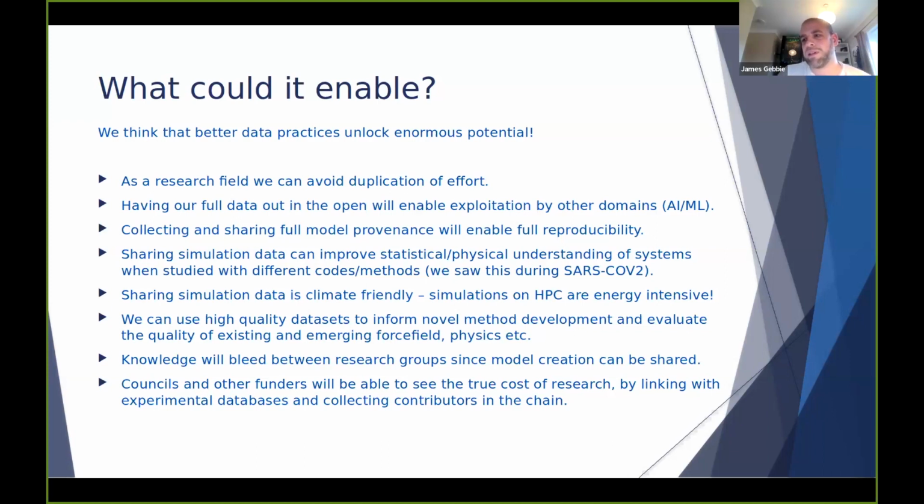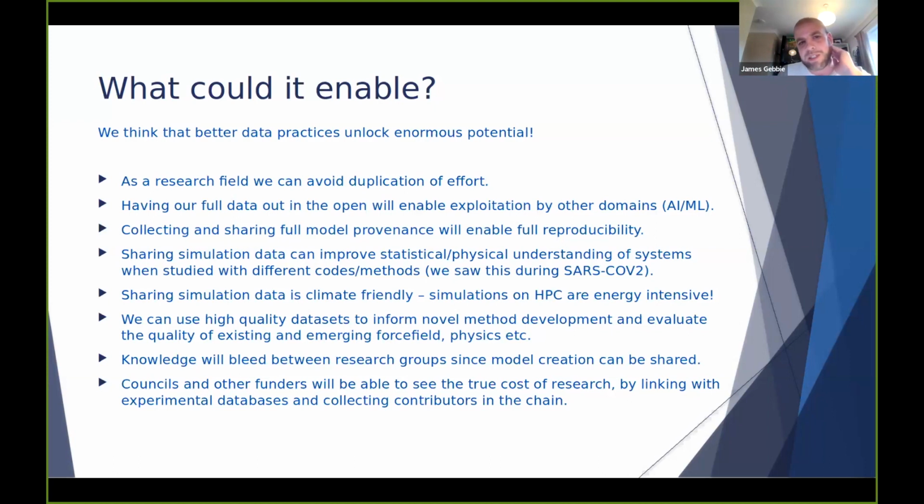I think in the EPSRC remit, we've always done really well with HPC and generating data, but we've not done very well with curating and storing and sharing data. So we're behind in some ways. In some ways, there are other councils that do data very well but are behind with HPC, right? And again, that's something else that's being discussed at a very high level.